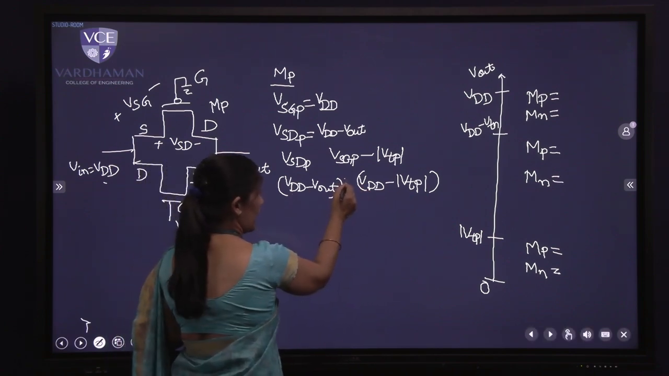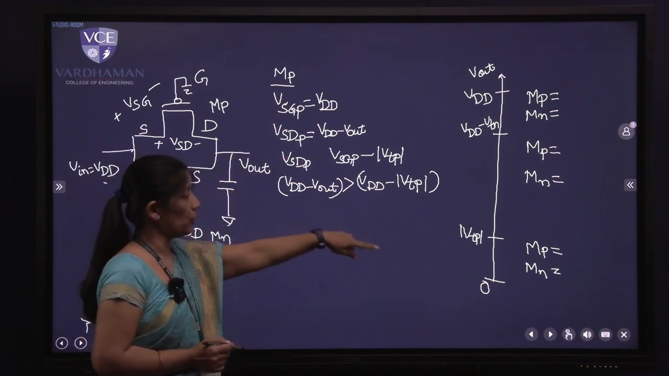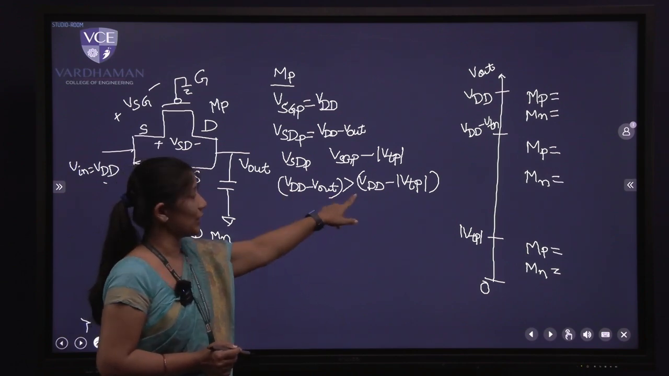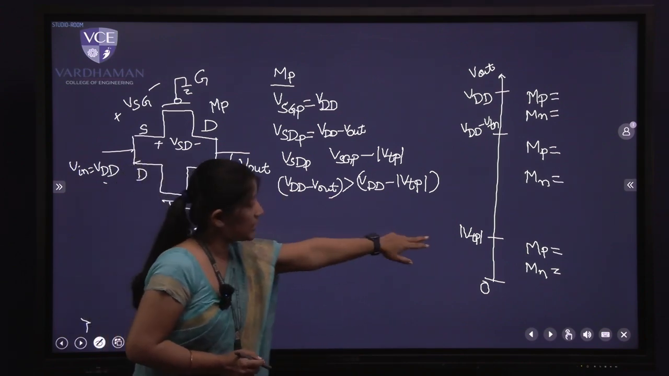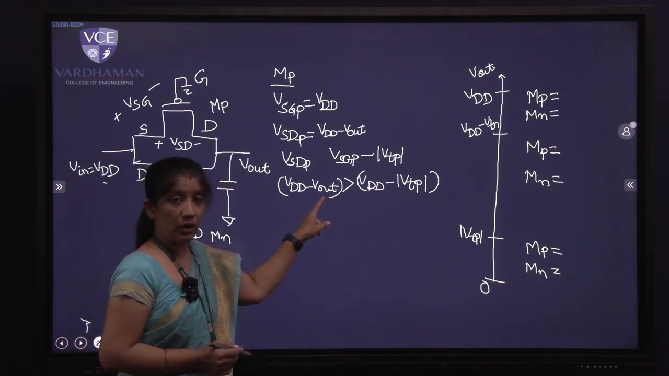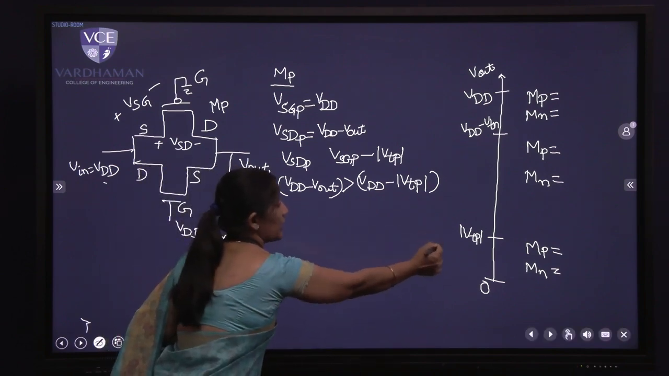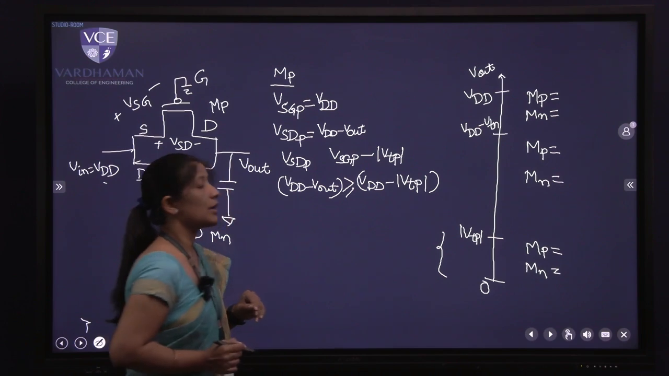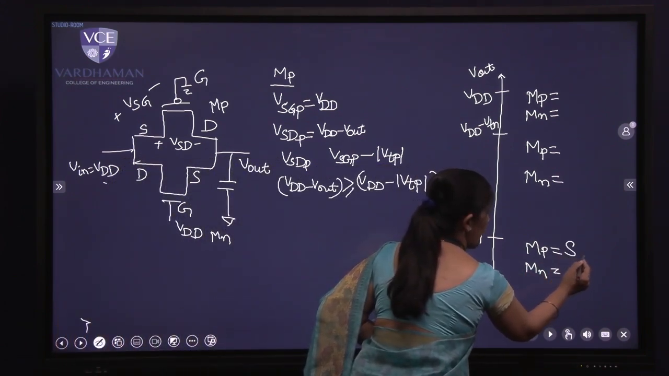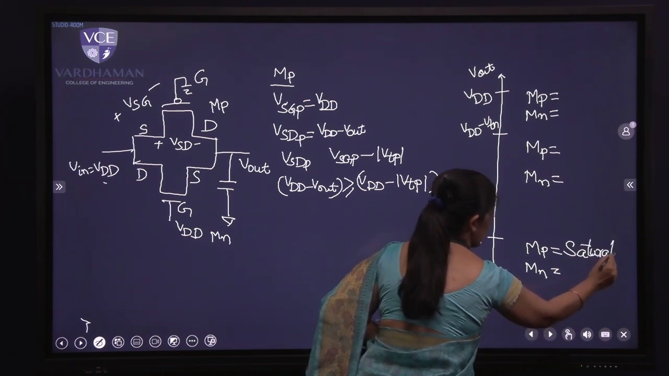So what will I have? I'll have a greater than relationship here, because initial voltage output is starting from 0. So if I substitute here 0, it is VDD is greater than VDD minus VTP. Suppose I substitute the limiting condition of mod VTP here, it will be VDD minus mod VTP on LHS and VDD minus mod VTP on RHS. So for both these conditions, I'll be having greater than or equal to. So I can say that between these two regions, your MP transistor is operating in saturation region.